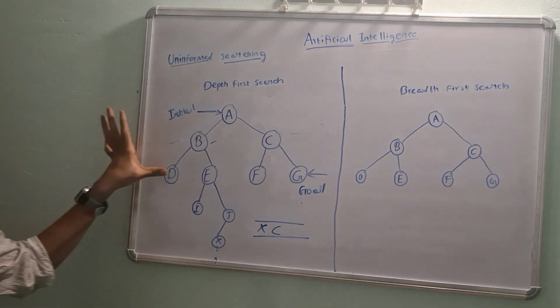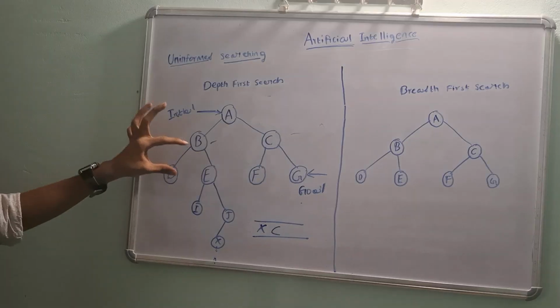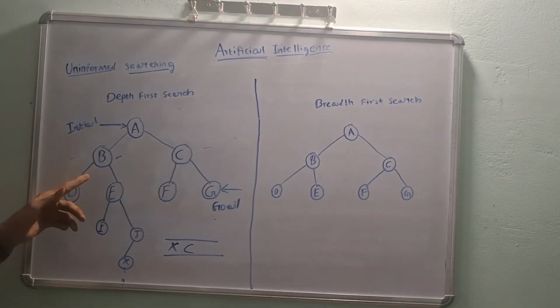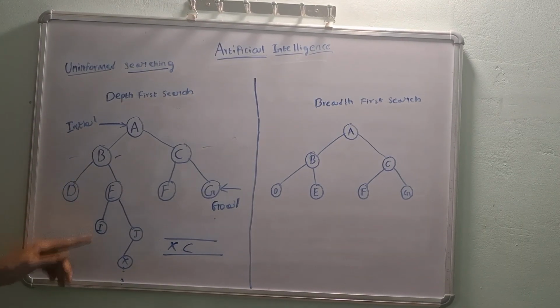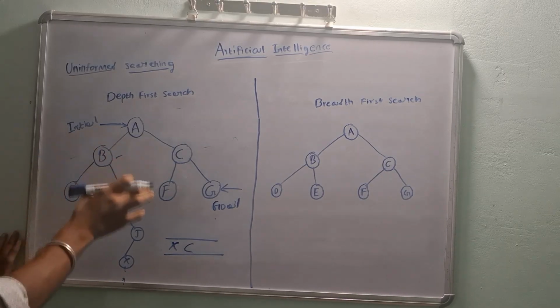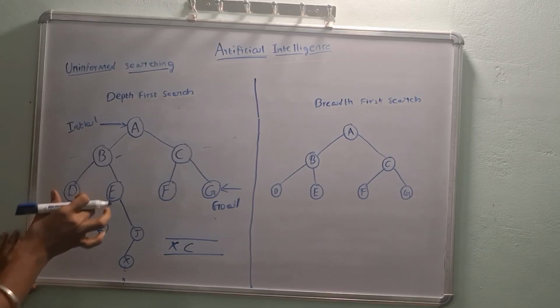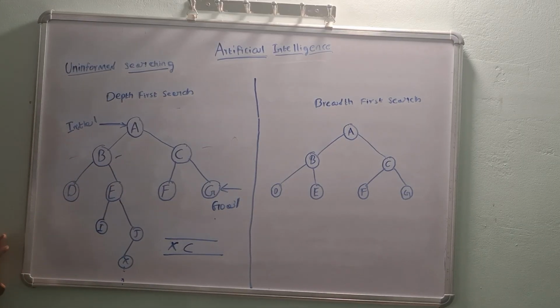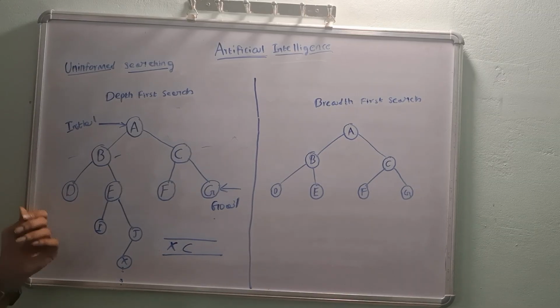So whenever there is an infinite loop or an infinite number of nodes present in the tree, there may be a chance that the algorithm gets stuck in this infinite loop. So that is the drawback of the depth first search algorithm. Now let us see what the time and space complexities of the depth first search algorithm are.